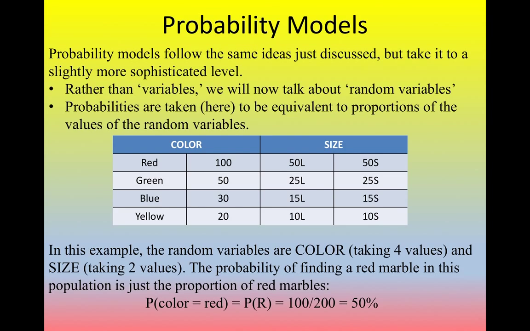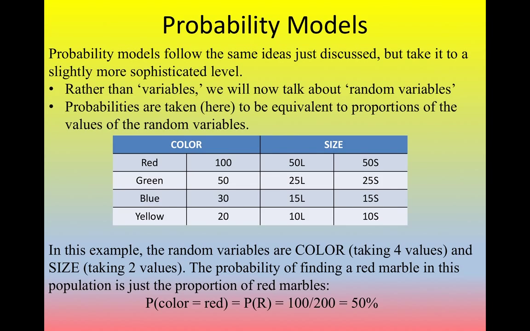Let's look at this example here. This rectangle is a distribution which we have divided into two variable categories. The random variable color has 4 different values: red, green, blue, yellow. The random variable size has 2 different values: large and small.